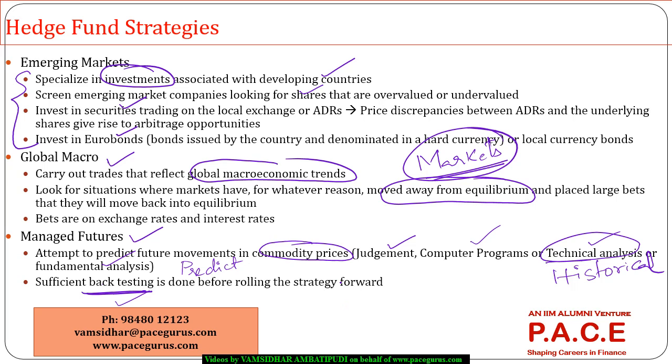So the hedge fund managers have many such strategies available at their disposal. They have to choose, or they will specialize in one or a few of those strategies, and they will try to invest in these strategies and try to generate much bigger returns than what simple mutual fund managers are doing.